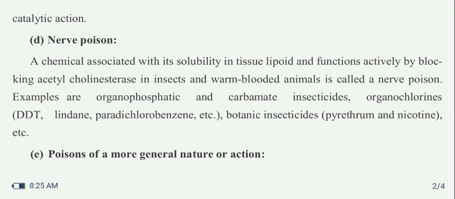Nerve poison, a chemical associated with high solubility in tissue lipoid and functions actively by blocking acetylcholinesterase in insects and warm-blooded animals, is called a nerve poison. Examples are organophosphate and carbamate insecticides, organochlorines, DDT, lindane, paradichlorobenzene, etc. Botanic insecticides, pyrethrum and nicotine, etc.